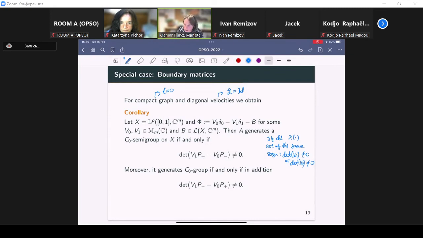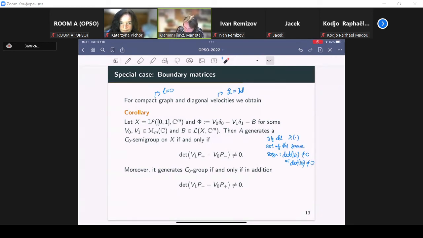And of course, we can also have a group generator if also minus A is a generator, which means we just reverse this set. So, for example, if we have all lambdas of the same sign and we have both determinants non-zero, then we have the generation of a group.